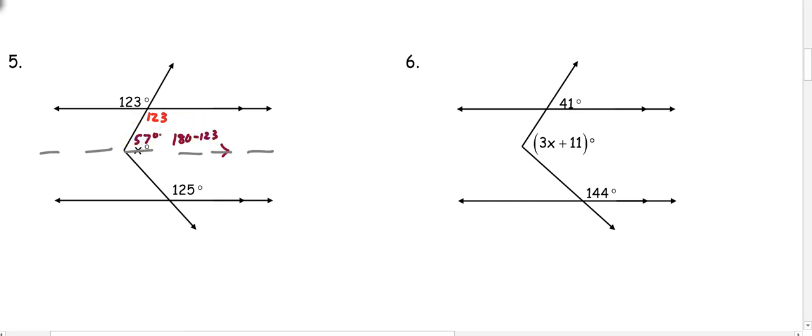and get 57 degrees. Then working from the bottom up, I know that this is 125, so that's also alternate interior. So 180 minus 125 gets us 55. So to solve for x, I'm just going to add those together, 57 plus 55. And when I add those together, I get 112 degrees.